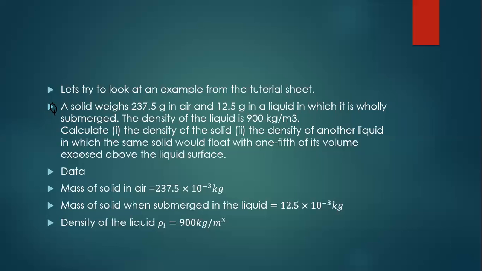Then data of solid in air, the mass of solid in air, 237.5 grams, 237.5 times 10 to the power negative 3 kgs. The mass of the solid when submerged in the liquid is 12.5 times 10 to the power negative 3 kgs. The density of the liquid is 900 kg per cubic meters. Awesome.